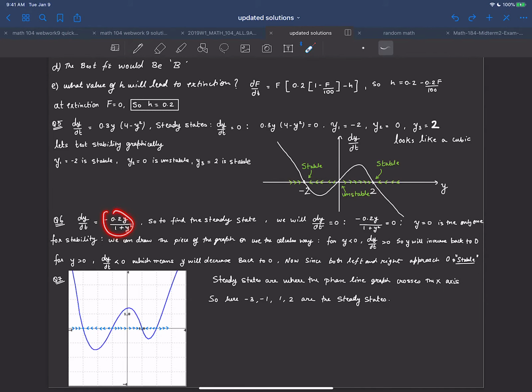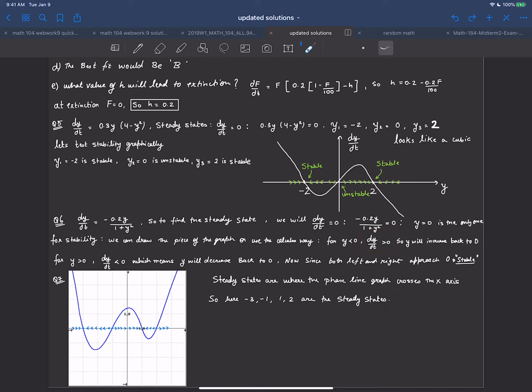When you're given this equation for dy/dt, the only way the steady state is going to happen is when y equals 0. So y equals 0 is the only steady state. Let's talk about the stability using calculus. If you pick a value for y that is less than 0, which means you're a little bit before the steady state, what we observe is that dy/dt is going to be positive.